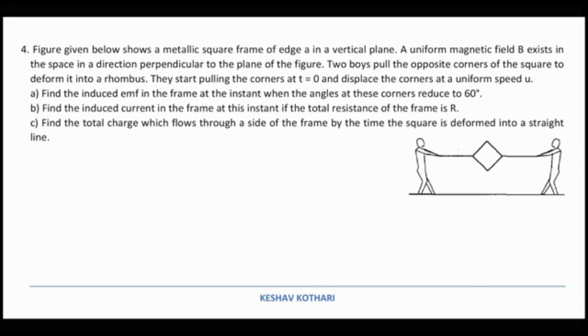So the first thing which must be kept in mind is that the side is moved with a speed u in the downward direction. So displacing the corner at a uniform speed u is mentioned in this particular problem. So let us draw a diagram to understand this problem first of all.